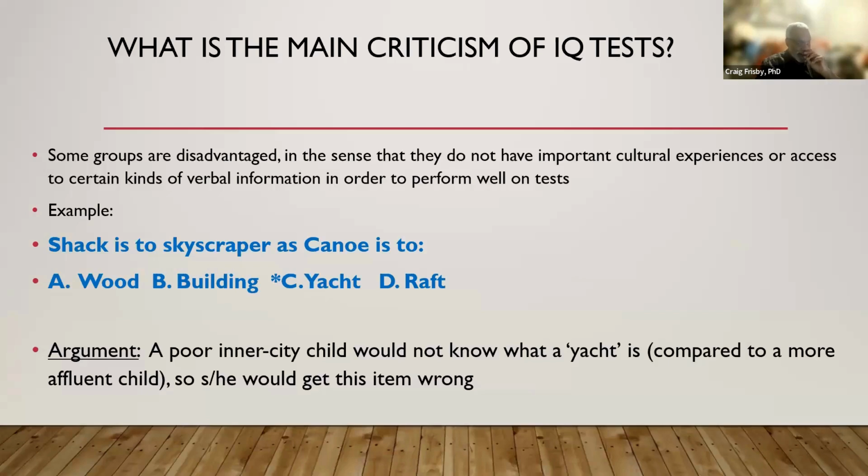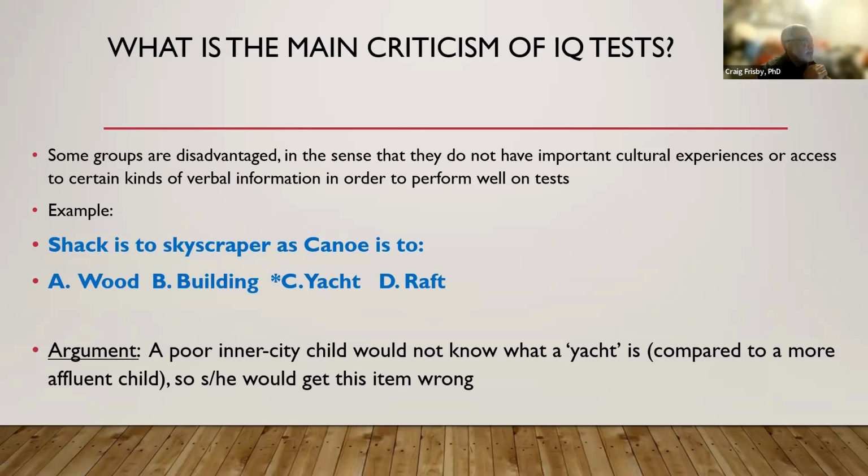So here's an example of what their argument would look like. So, you look at this question. A shack is to skyscraper as a canoe is to, and then you have 4 choices. The right answer is yacht. Okay. So, a shack is a very primitive building. A skyscraper is a very big modern building. In the same way, a canoe is a very primitive flotation device. And, the analogy would then lead you to yacht being the answer.